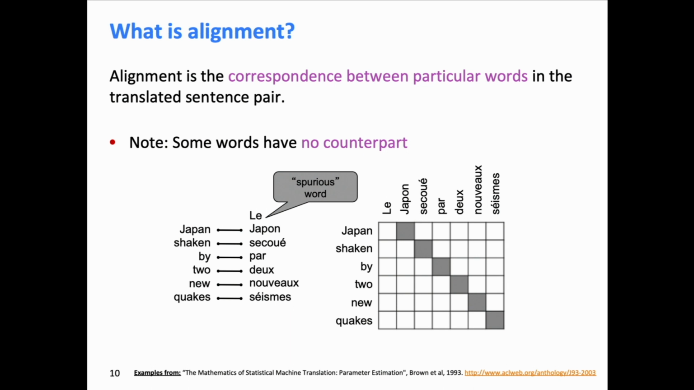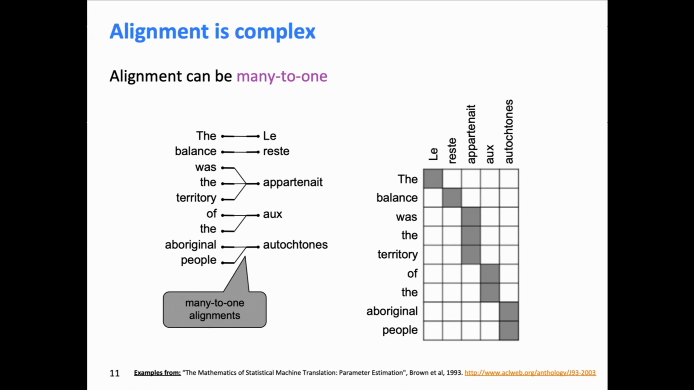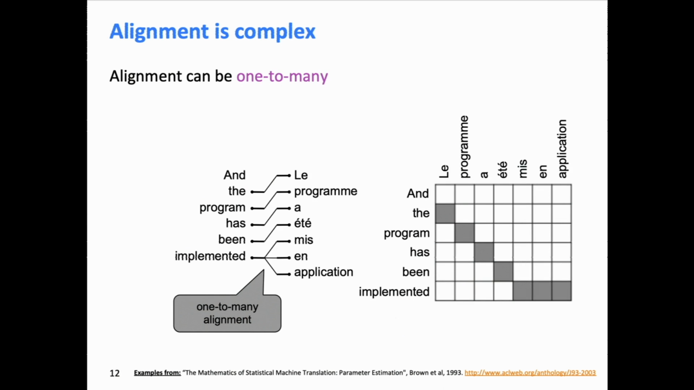So alignment can be a bit more complicated than that. For example, alignment can be many-to-one. In this example, you have several French words that have multiple English words that correspond to them. So this is what we call many-to-one alignment.